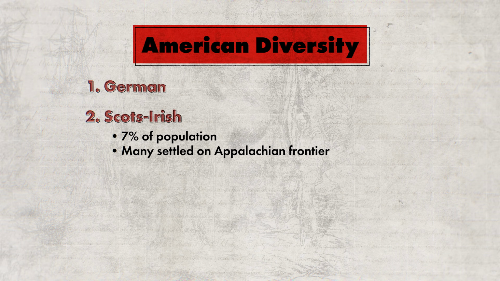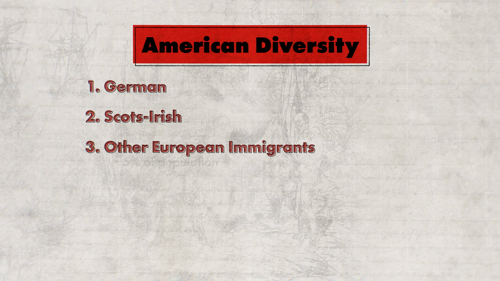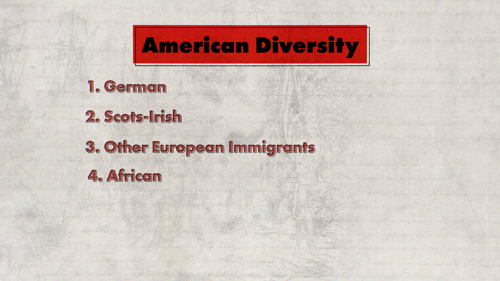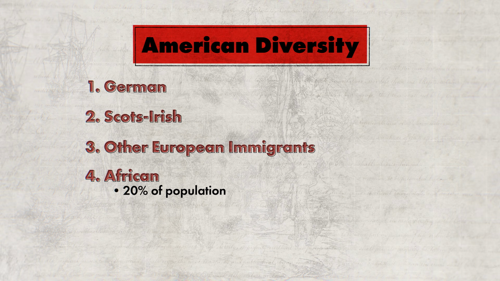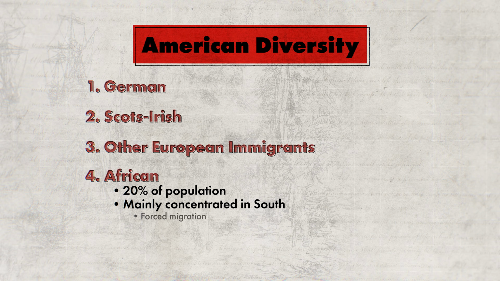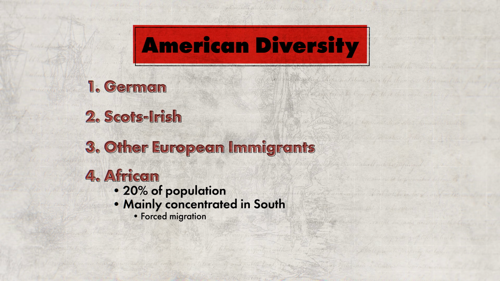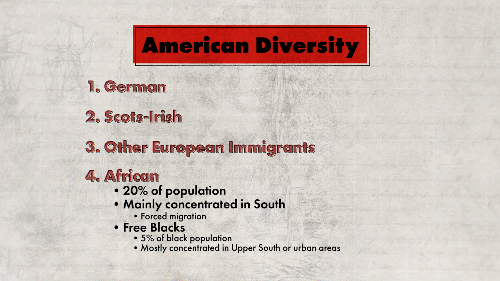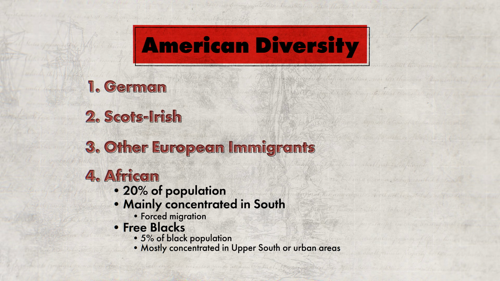And then another 5% of the population included other European immigrants, but we're not going to get too far into the weeds. And finally, about 20% of the population was made up of enslaved Africans, and as you may recall from previous videos, they were mainly concentrated in the South, and they migrated not because they wanted to, but because they were forced to. And then another 5% of the black population included free blacks, who were mostly concentrated in the upper South or various urban areas. But free just means that they weren't enslaved, not necessarily that they enjoyed equal rights with everyone else, because in most cases, they very much did not.